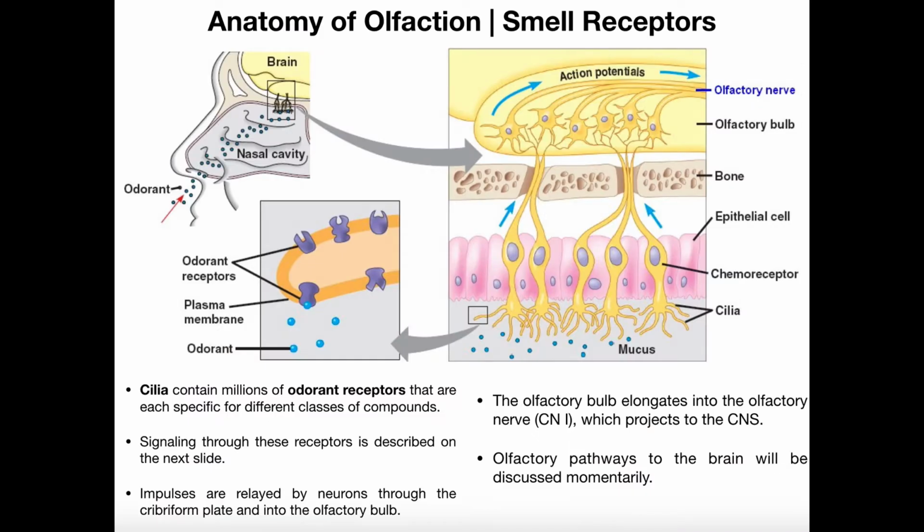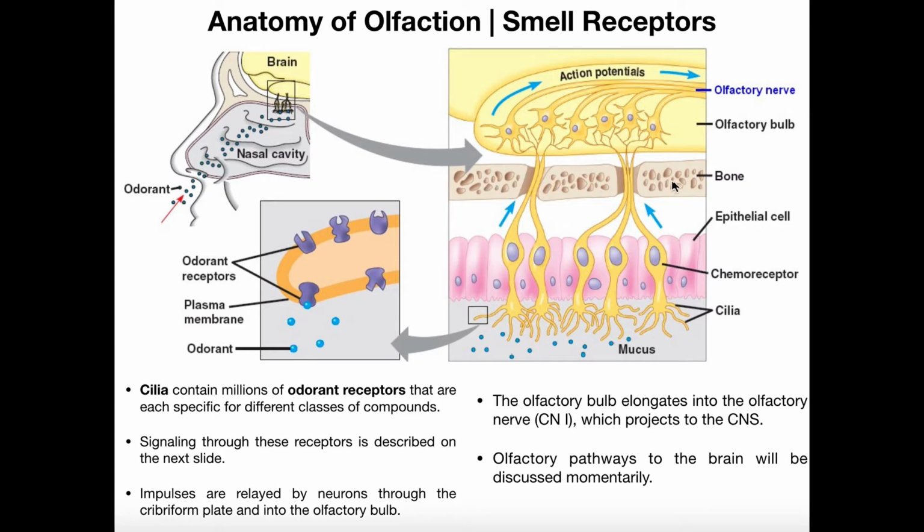Okay, so let's actually get into the anatomy first. Obviously, when we smell, we're using our nose, right? So here's our nasal cavity. Of course, our brain is up here in the cranial cavity, and the cranial cavity is surrounded by bone. This bone that separates the nasal cavity from the cranial cavity contains something called the cribriform plate. If you go back and look at what you probably learned in bone anatomy, you hopefully remember at least mentioning the cribriform plate.